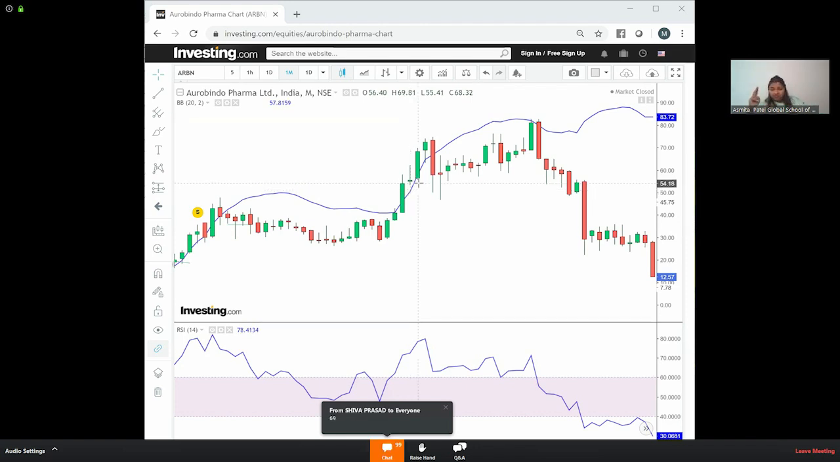Where is the close? Open is here and the close is here. What is the rule? The close should be above the Bollinger Band. That is my rule.